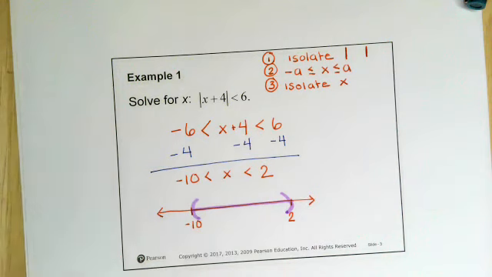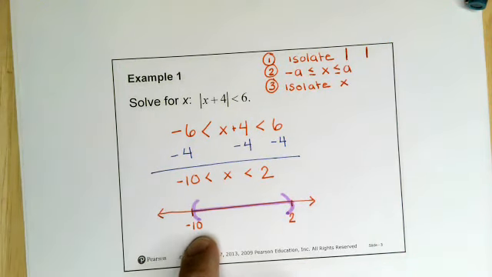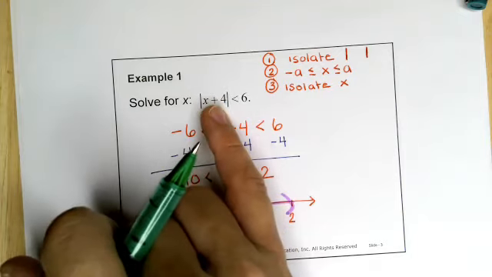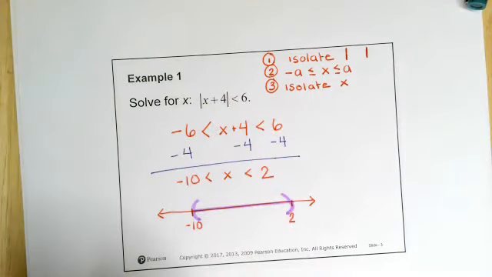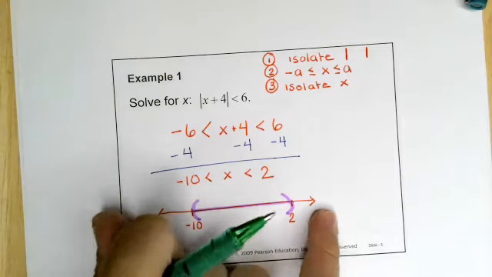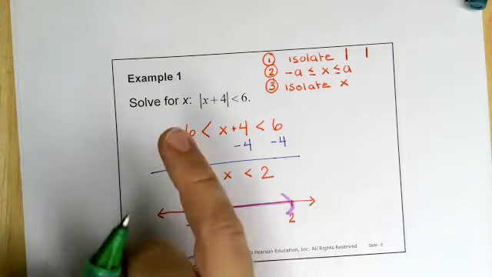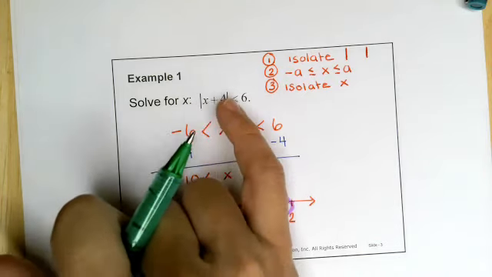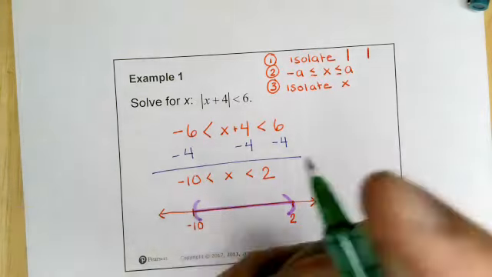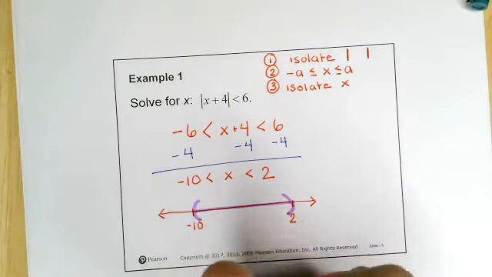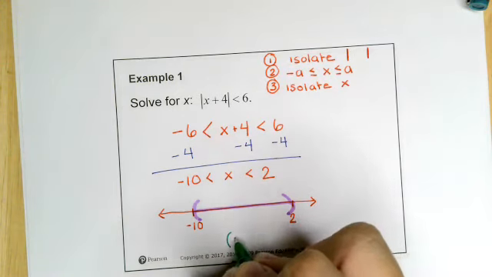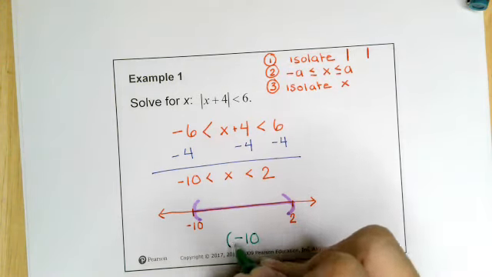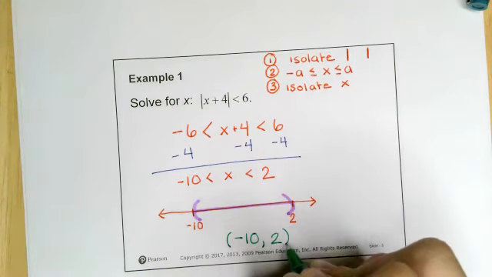Now let's test it. What's a number between -10 and 2? I like to use 0. If 0 is part of my set, that's the one I test with. So 0 plus 4 is 4. The absolute value of 4 is less than 6. Yes. Let's try one outside. 10 should not be true. 10 plus 4 is 14. The absolute value of 14 is 14. 14 is less than 6? No. So I think my graph is okay. And then to use set notation, -10 not including to 2, not including 2.